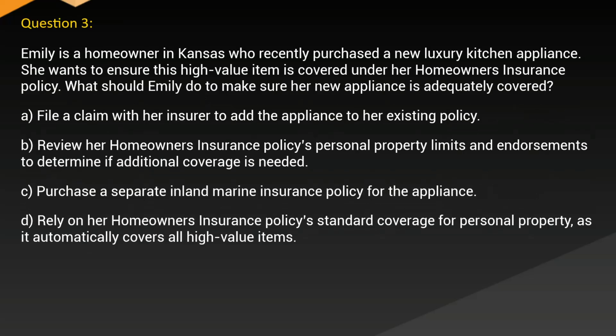Question 3. Emily is a homeowner in Kansas who recently purchased a new luxury kitchen appliance. She wants to ensure this high-value item is covered under her homeowner's insurance policy. What should Emily do to make sure her new appliance is adequately covered? A. File a claim with her insurer to add the appliance to her existing policy. B. Review her homeowner's insurance policy's personal property limits and endorsements to determine if additional coverage is needed. C. Purchase a separate inland marine insurance policy for the appliance. D. Rely on her homeowner's insurance policy's standard coverage for personal property, as it automatically covers all high-value items.